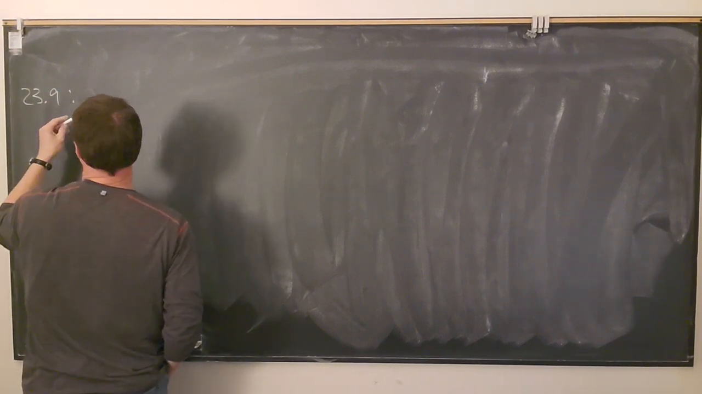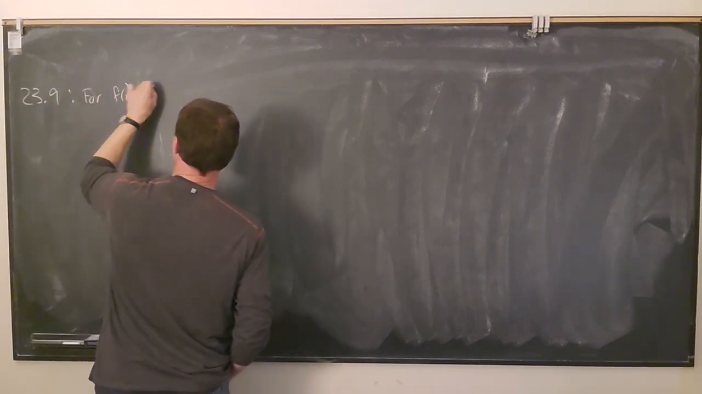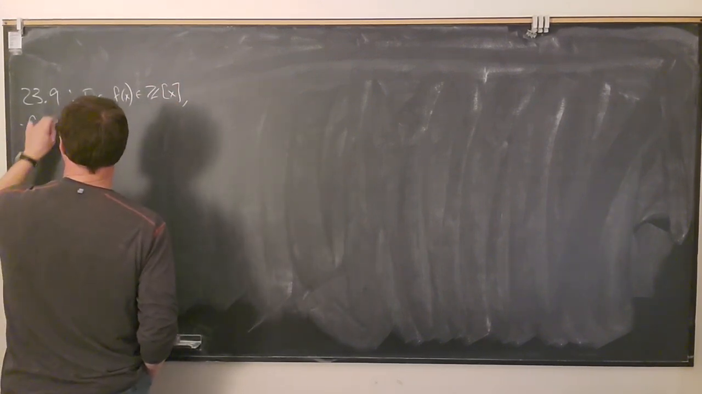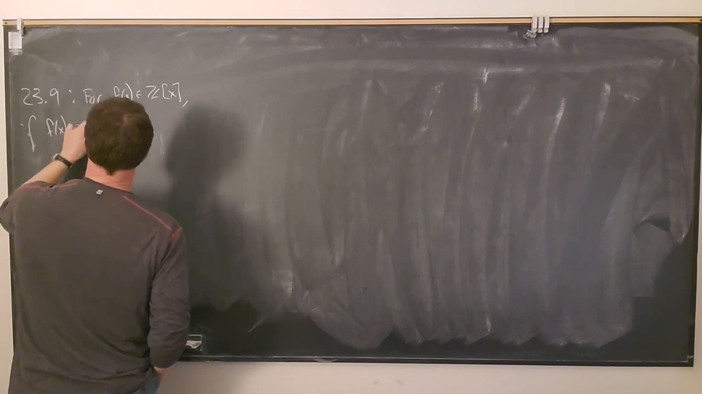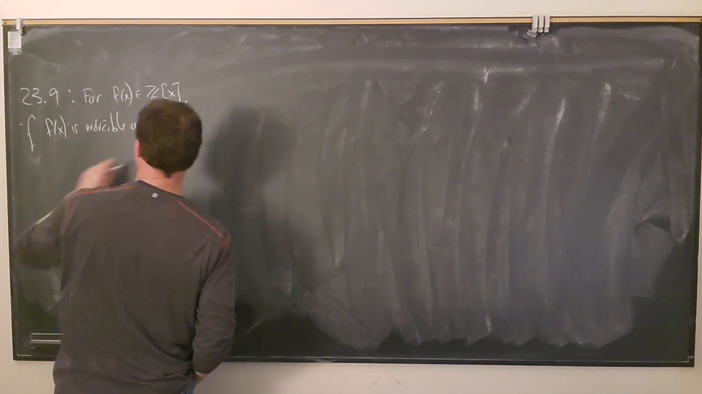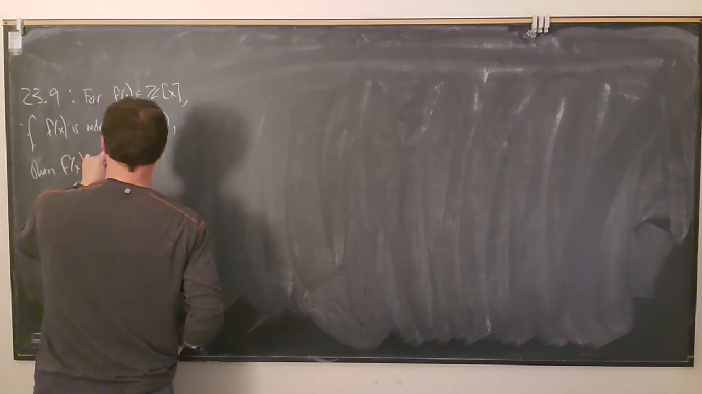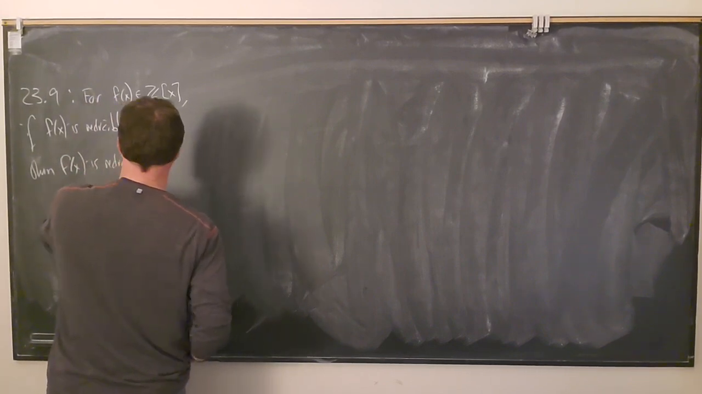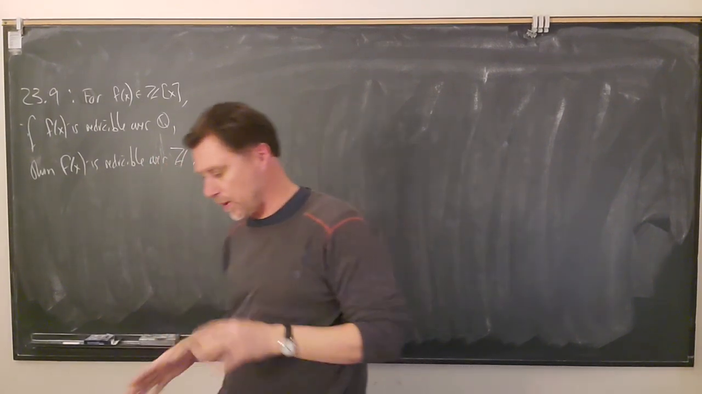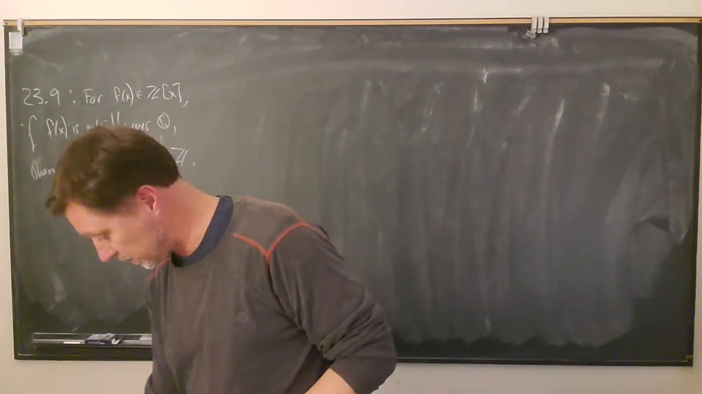So it was something like this for polynomial f of x in Z bracket x. If f of x is reducible over Q, then f of x is reducible over Z. Right, so you can factor an integer polynomial over the rationals. Then by doing a little bit of sliding of constants, you can actually factor it over Z.